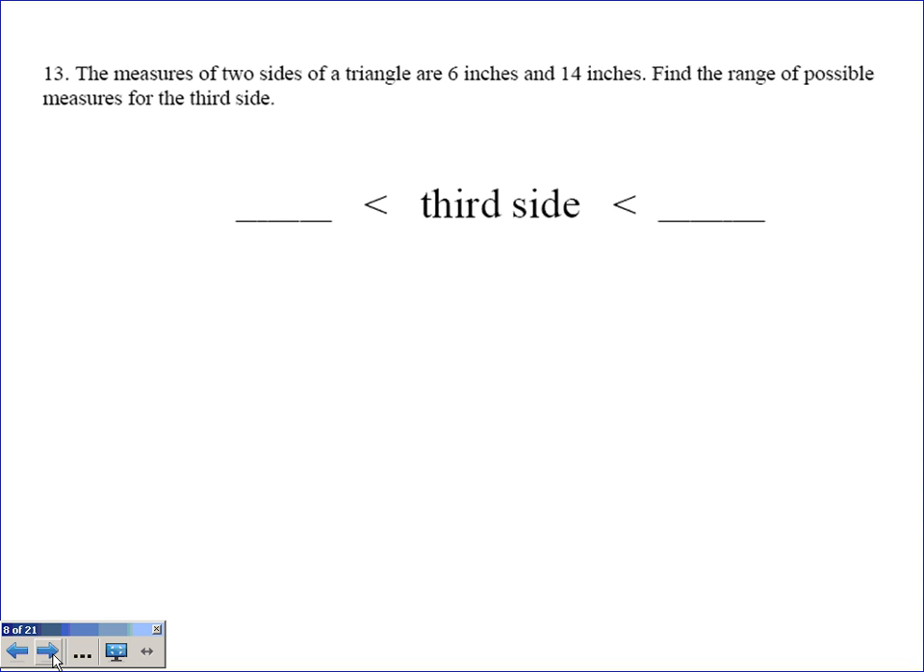Number 13. I would really like Claire to do number 13 for us, please. Can you read it for us, please? Two sides of a triangle are 6 inches and 14 inches. Find the range of the third side. Okay, so basically over here, for the less than part, I'm going to subtract them. So that's going to be 8 over here. This side over here, I'm just going to add them together. That's going to be 20.